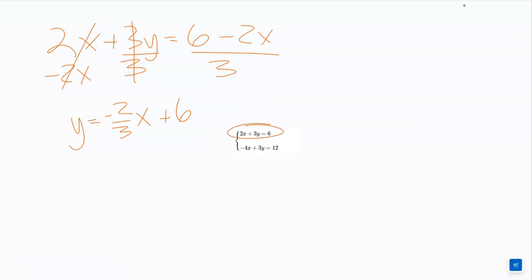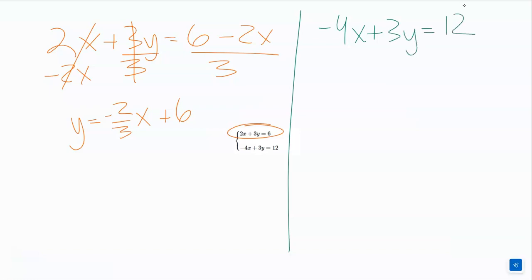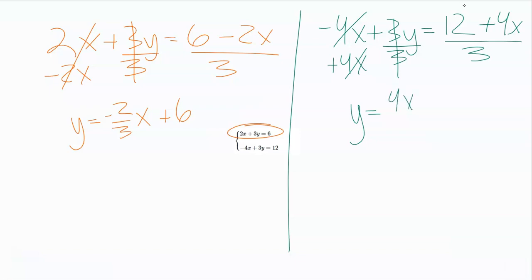I'll do this one in a different color, dark green. So negative 4x plus 3y equals 12. Add 4x. Cancel, cancel. And divide by 3. So y is by itself. Put the x first, so it's 4x over 3. We can't simplify that. 12 divided by 3 is 4.